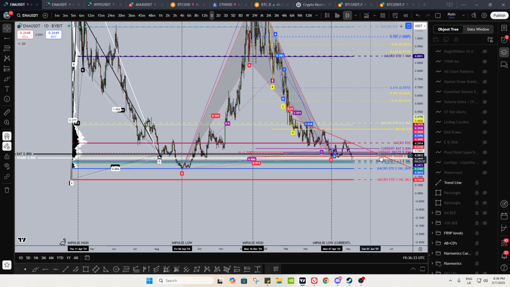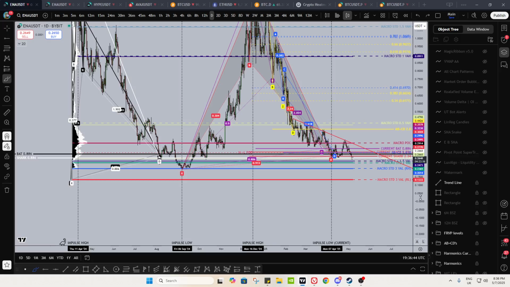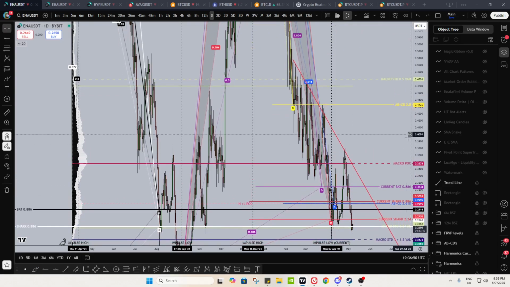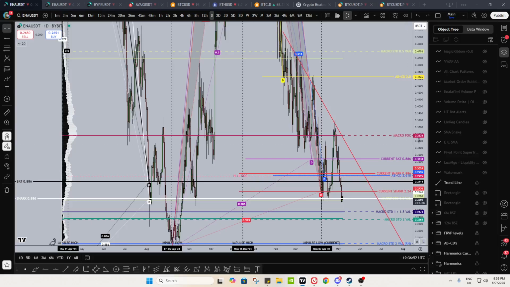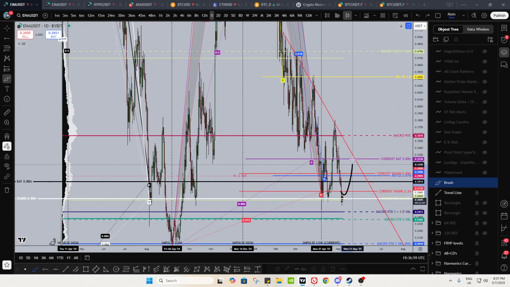ENA is not going to go parabolic until we get above the macro point of control. So you have a lot of work to do on this coin, right? Above the macro point of control, which is currently sat at 0.2995, that's why I marked it down here. Actually, I'm wrong. The macro point of control is currently at 0.3578. Until we get above that, we aren't doing anything on ENA. We're not going to go parabolic. You could put in another lower high and so on and so forth.